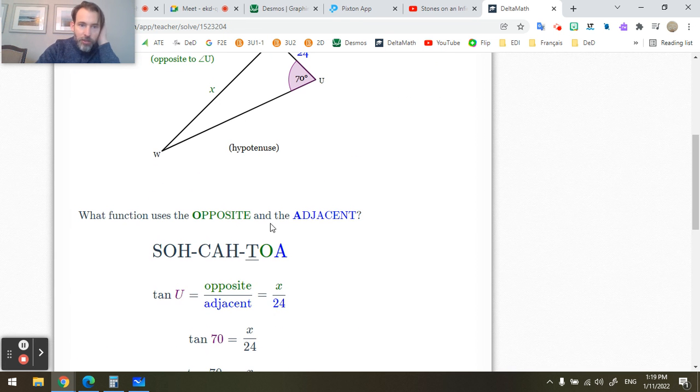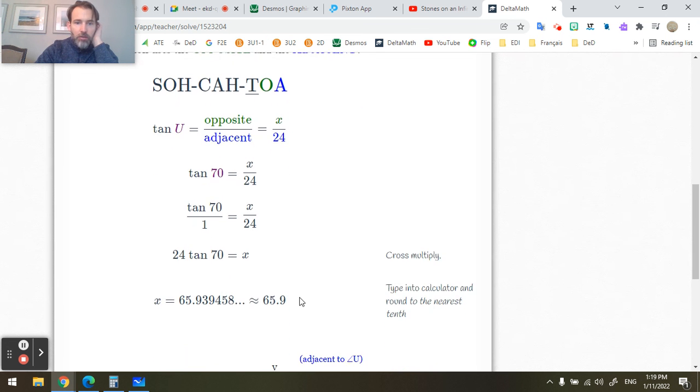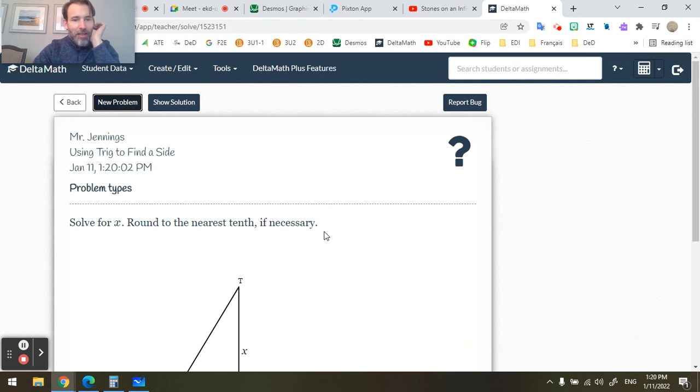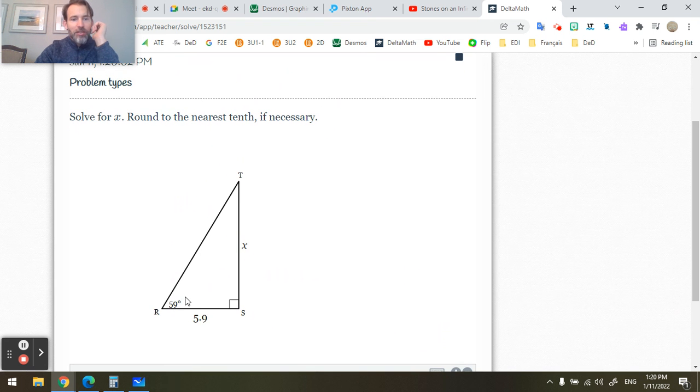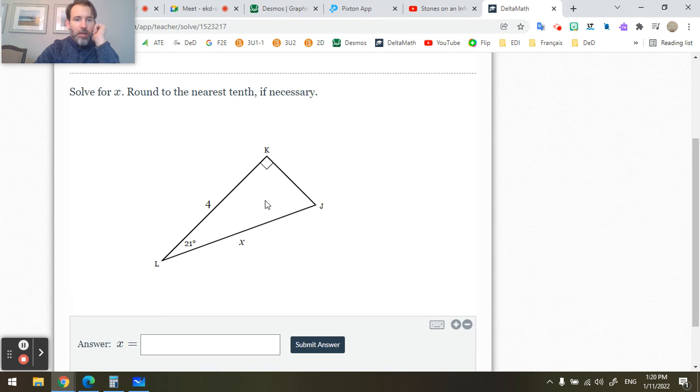Isn't Delta Math great? What function uses opposite and adjacent? TOA. Tangent. Tangent is opposite over adjacent. Tan 70. See what they do? Cross multiply. Just do it with inverse operations. Okay. Solve for x. Round to the nearest tenth if necessary. So again, it's tangent. I want a new ratio.